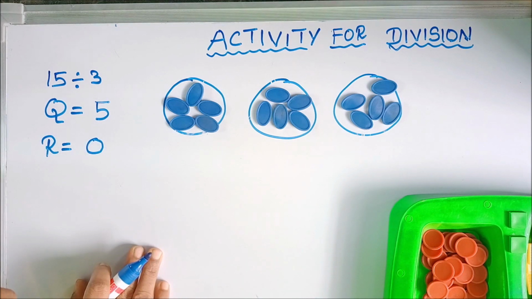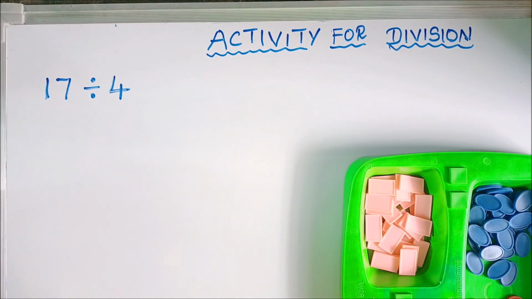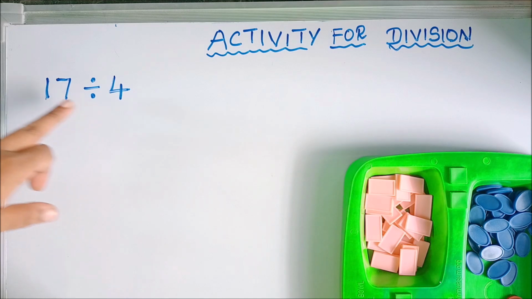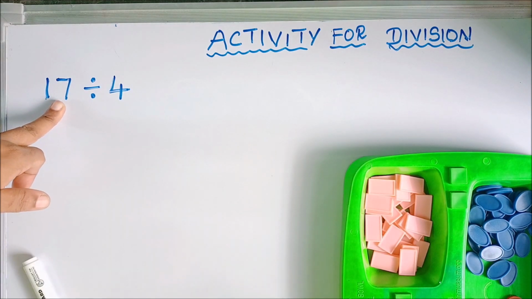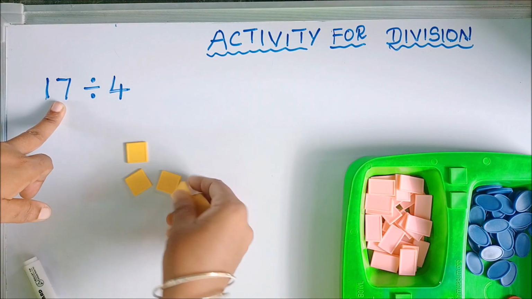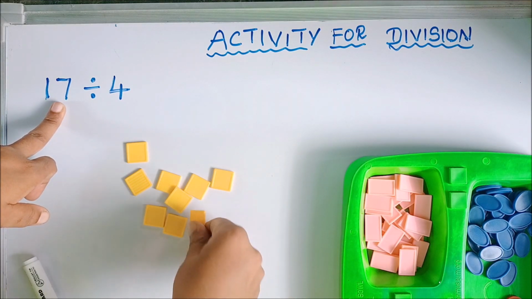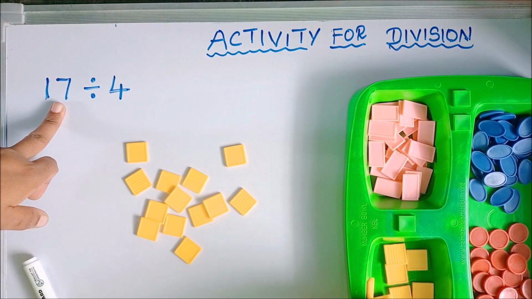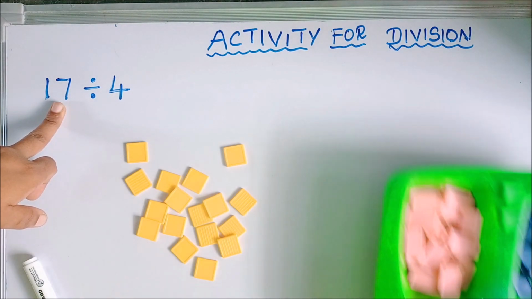Do you understand, children? Let us do one more sum. 17 divided by 4. For this, you have to take the pieces for the number 17. Let me take this shape, square. 1, 2, 3, 4, 5, 6, 7, 8, 9, 10, 11, 12, 13, 14, 15, 16, 17.